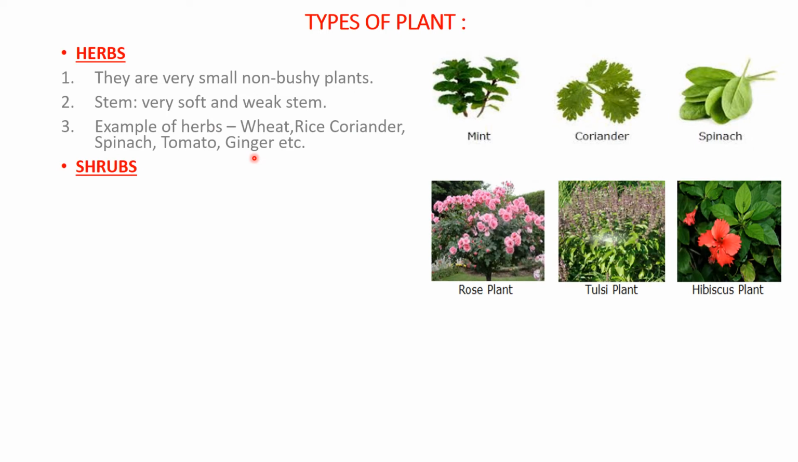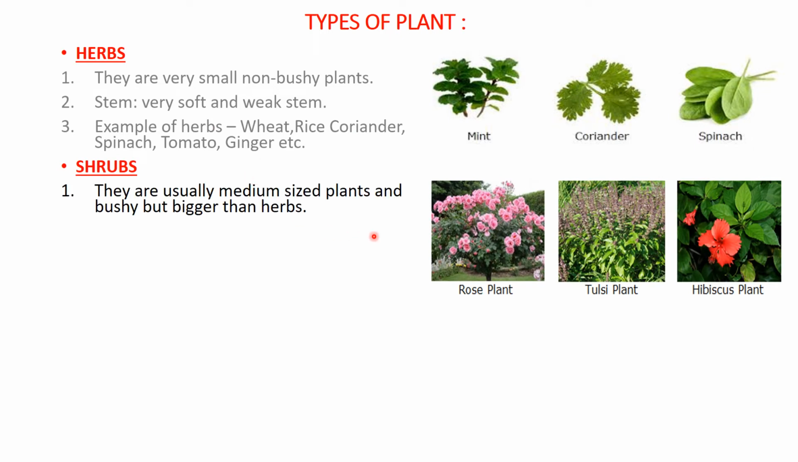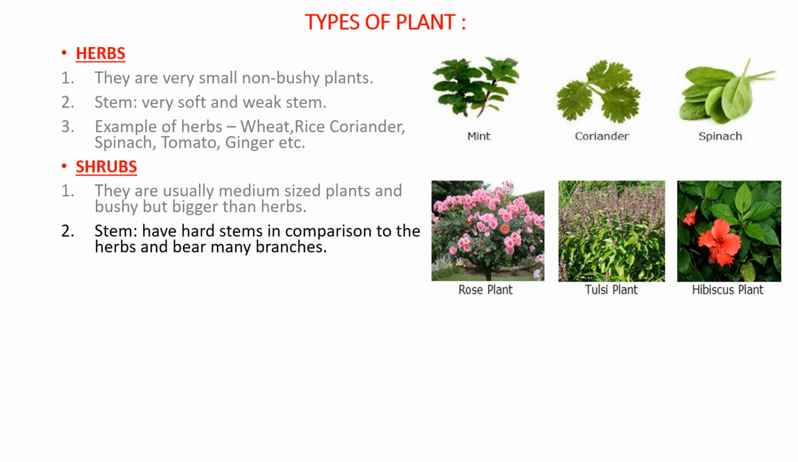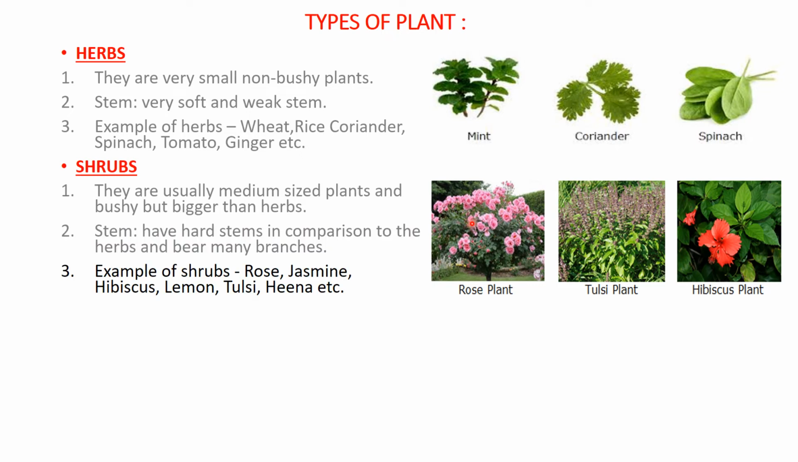Next, shrubs. They are usually medium-sized plants and bushy in nature, but they are bigger than herbs. Their stems are hard as compared to herbs and they bear many branches. Some examples of shrubs are rose plant, tulsi plant, hibiscus plant, jasmine, lemon and henna.